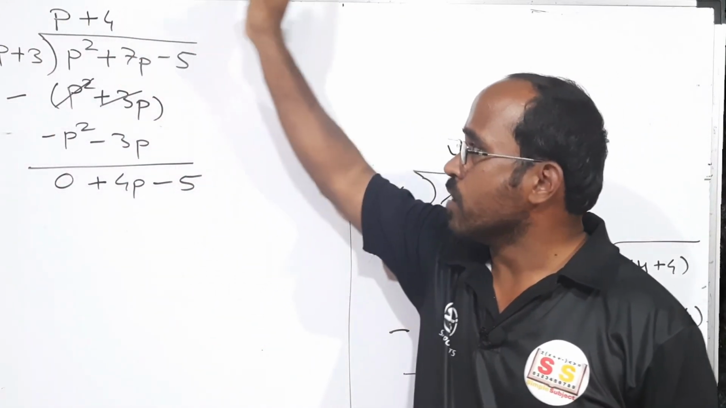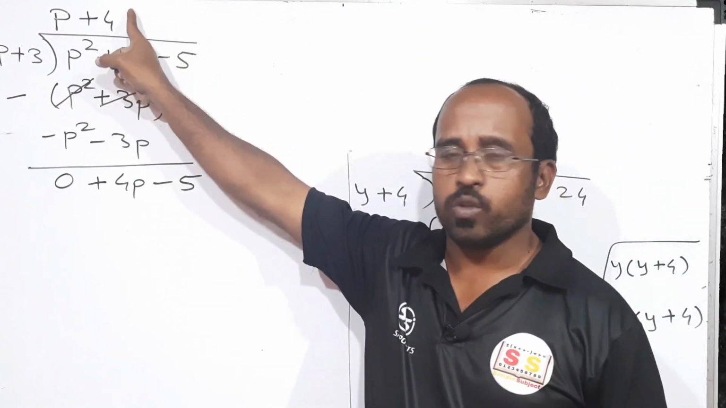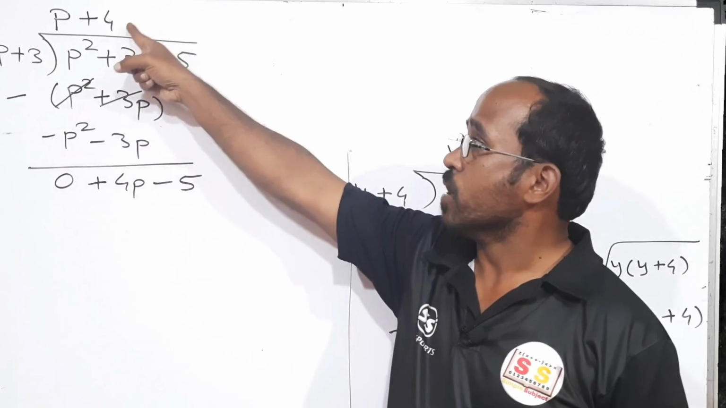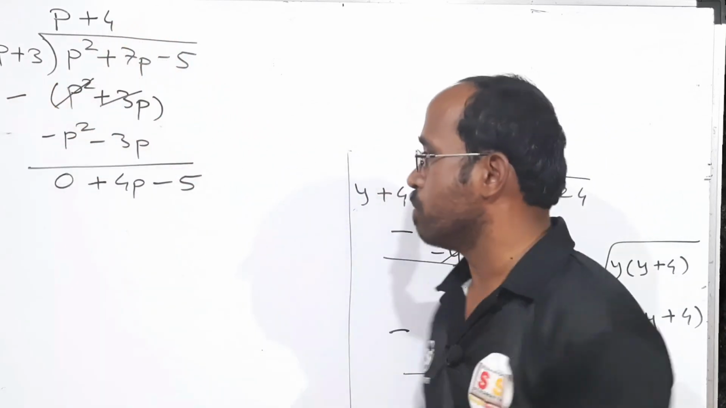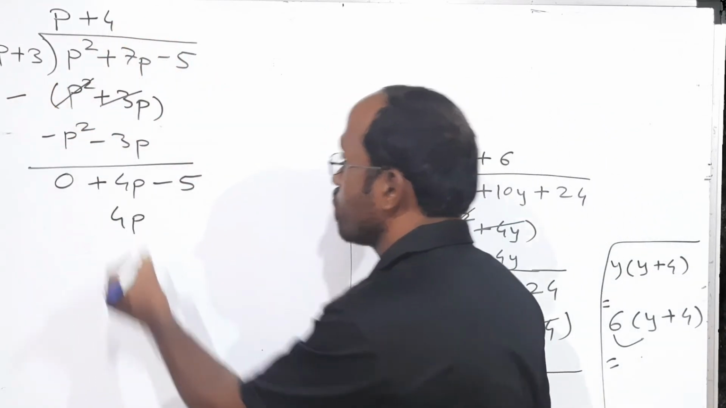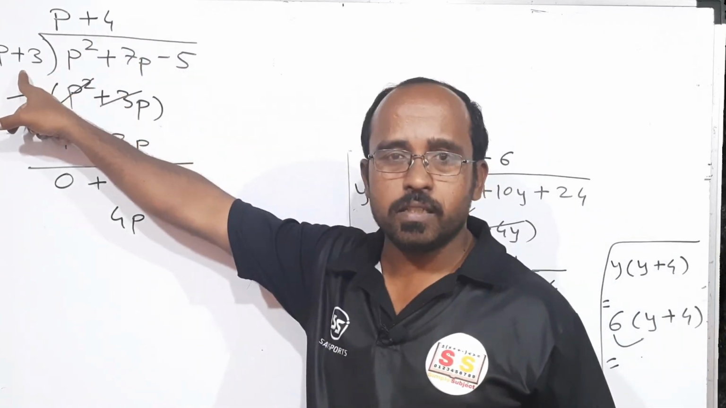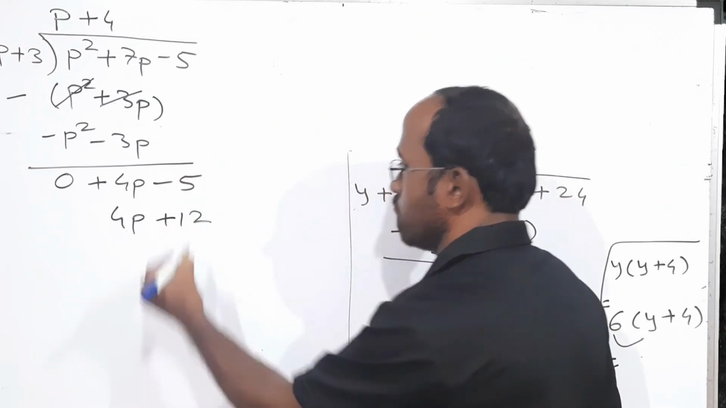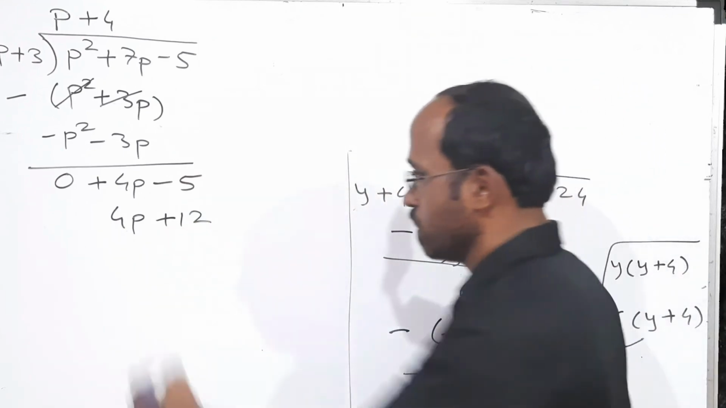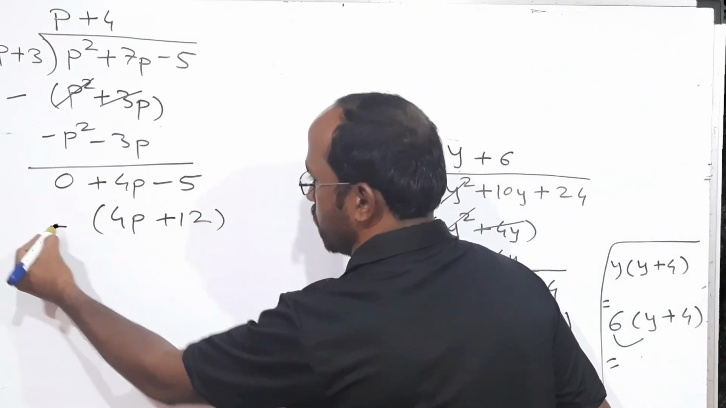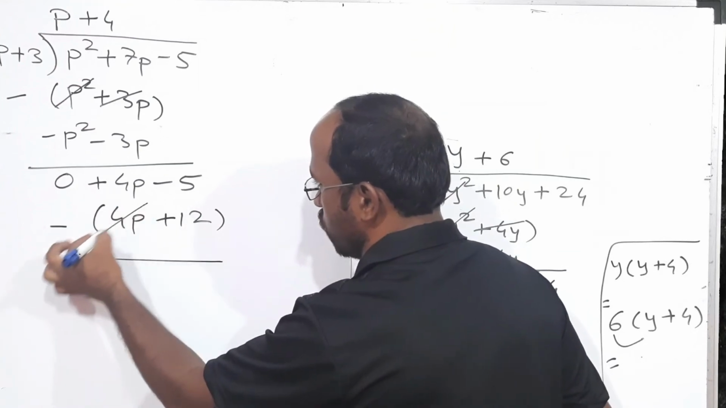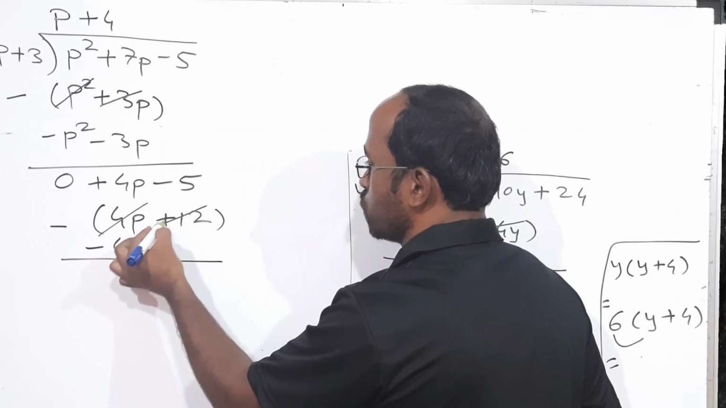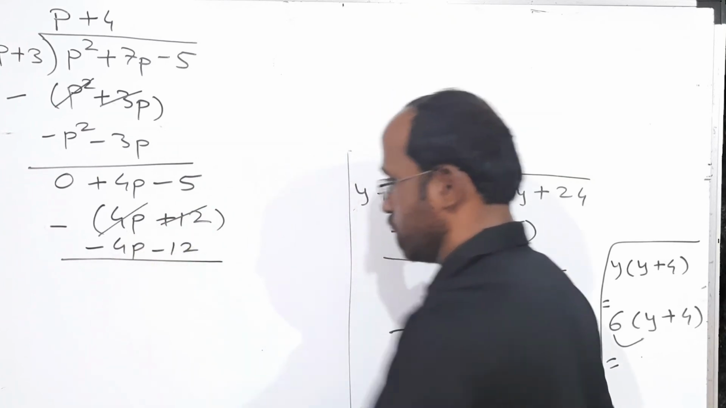Next step, subtract the multiplication of this quotient and this divisor. So let's multiply and then subtract. 4 multiplied by p, 4p. 4 multiplied by 3, 12. Both are plus, so plus 12. We have to subtract it. So let's subtract. While subtracting, the symbols will change. Plus 4p will turn into minus 4p. Plus 12 will change into minus 12.